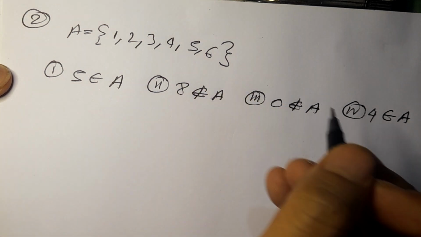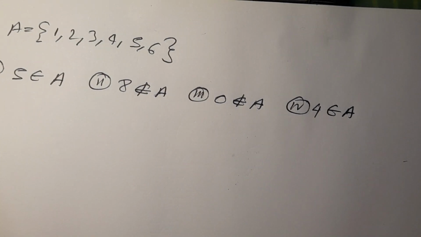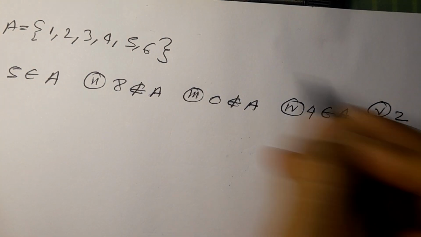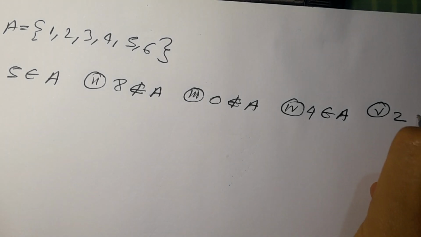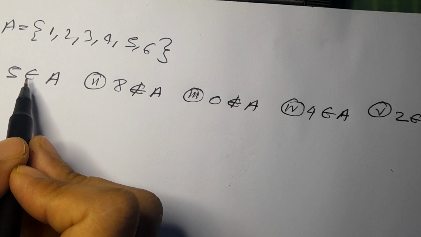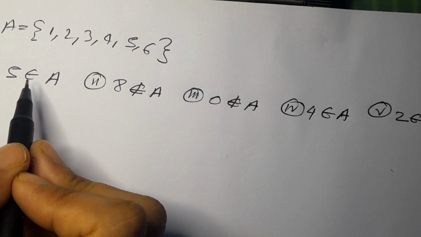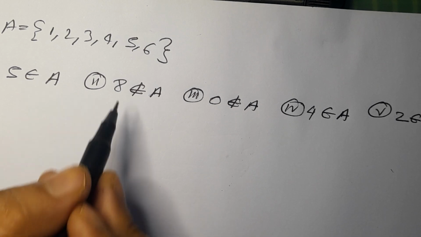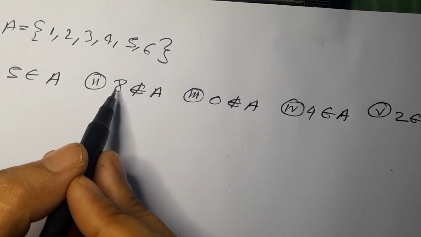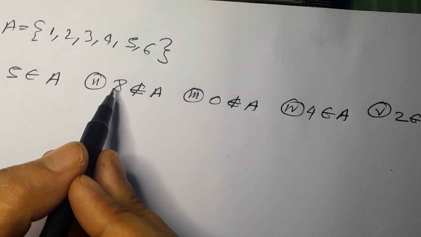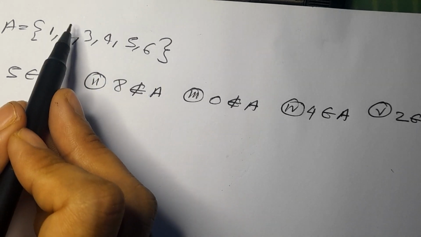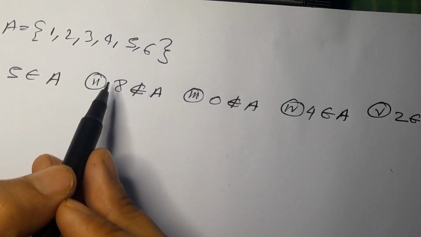After 4, it will be 5. What is 2? Is 2 an element of the set? Yes, 2 is an element of the set. So it belongs to A. Only remember, belongs to means it is inside the set, or it is an element of the set. Or if it does not belong, this is not an element of the set. The simplest way to understand: is 8 inside the set, inside this bracket? If yes, it belongs to. If no, it does not belong to.